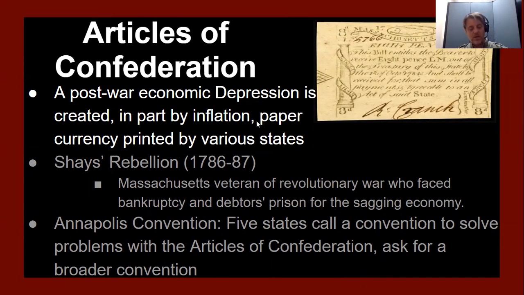One of the things it caused by not being able to make money was inflation. States themselves issued their own currency, and they tried to print their way out of debt. Didn't really work.